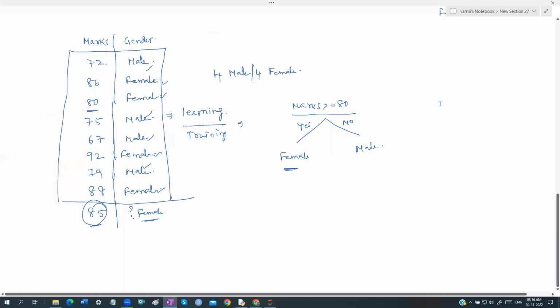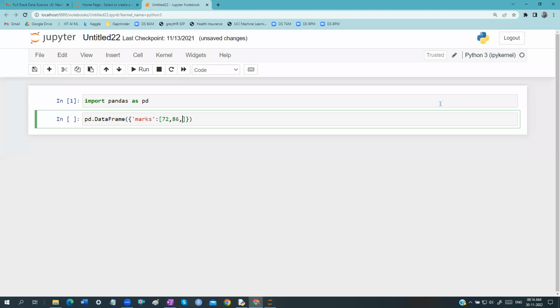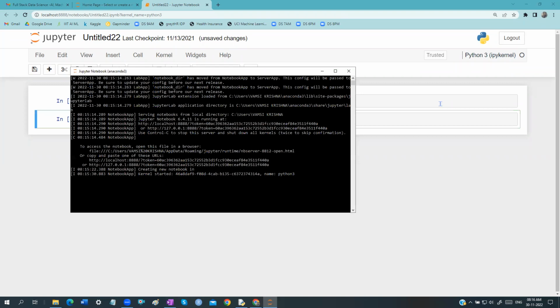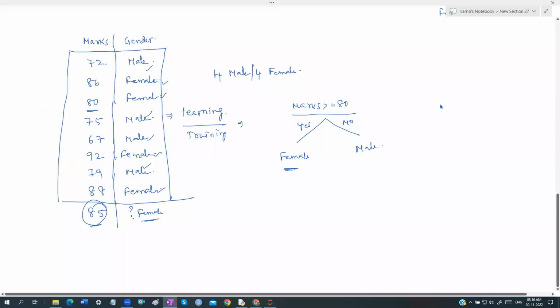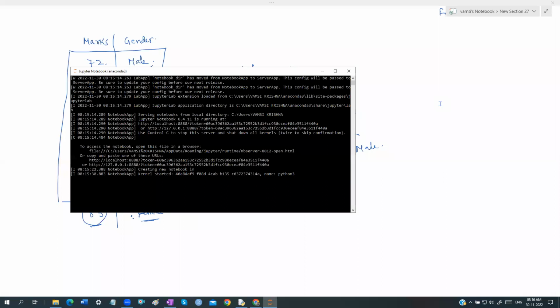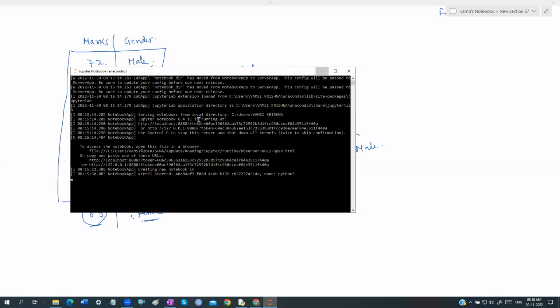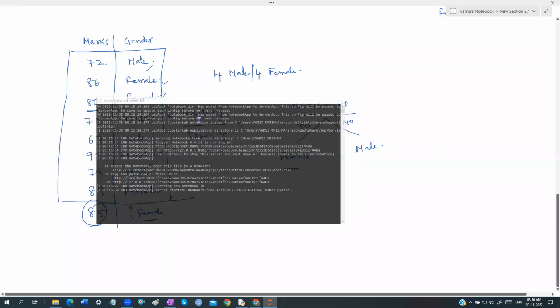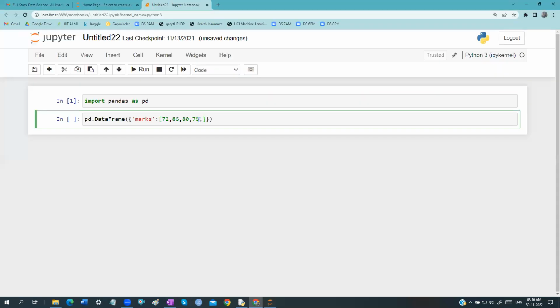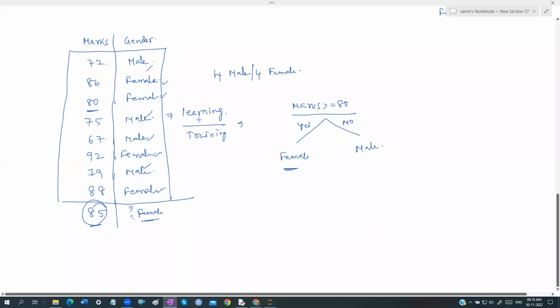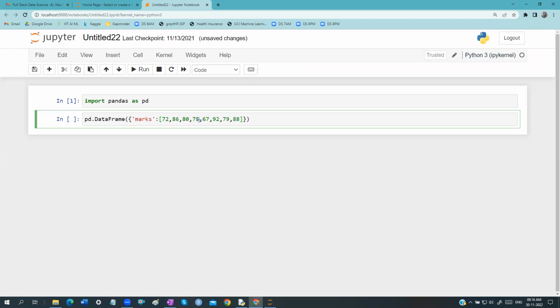72, 86, 80, 72, 86, 80, 75, 67, 92. Just a minute. It is 75 and 67 and 92, not 82. Same data. I can give any data, but I'm giving the same data. 79 and 88 actually.